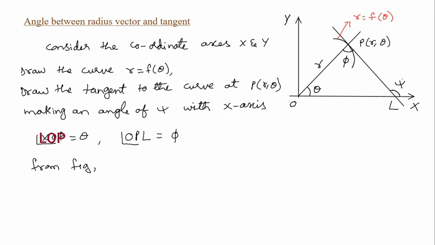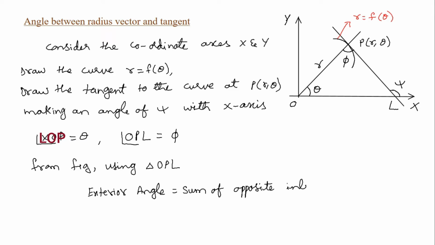So in this triangle OPL, psi represents the exterior angle of the triangle. So if psi is the exterior angle, then you know one of the properties of an exterior angle. Exterior angle is always equal to the sum of the opposite interior angles. So from the figure, using triangle OPL, we have the exterior angle. So let me write down: exterior angle is equal to the sum of opposite interior angles. So we know the exterior angle is nothing but psi. Opposite interior angles are nothing but phi and theta. So let me take that as phi plus theta. So just using the property we have written in this form.